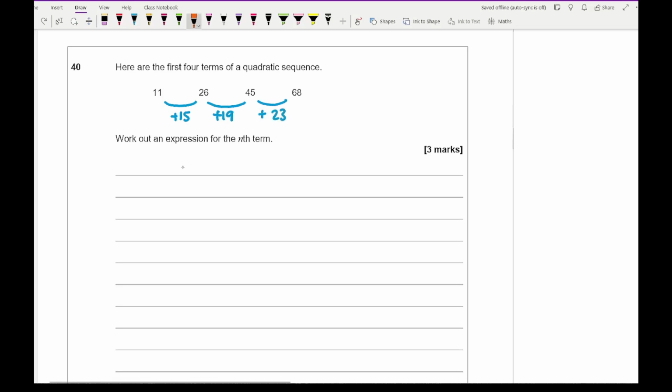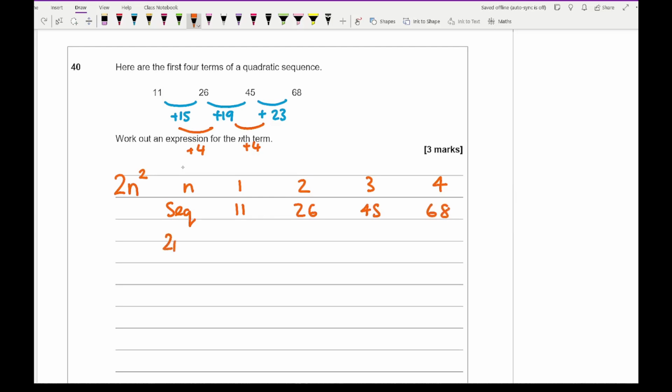I then need to work out the double difference. So that's going to be plus 4 plus 4. So that means what's going to be in the formula is the double difference divided by 2, which is 2n squared. So then if I then work out my table, so I've got n, I've got 1, 2, 3, 4. And I've then got the numbers in the sequence, which is 11, 26, 45 and 68.